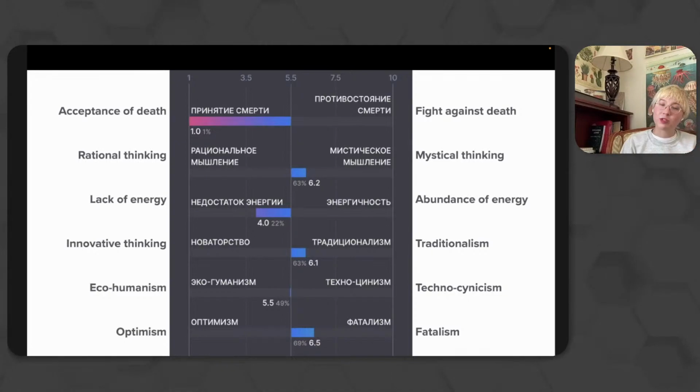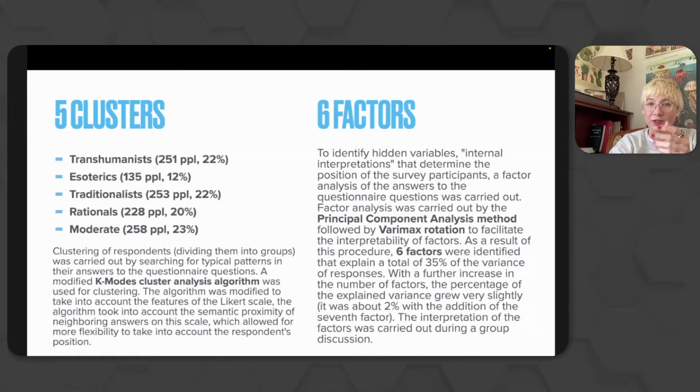And also, optimism and fatalism is an interesting scale to measure people with. We have a several pages report about this, because I'm only scratching the surface here. Maybe this is more informative. We will translate it.